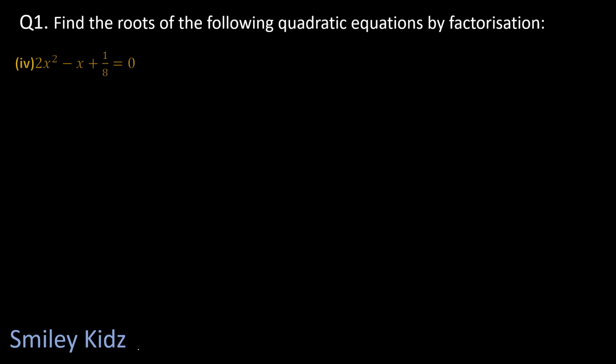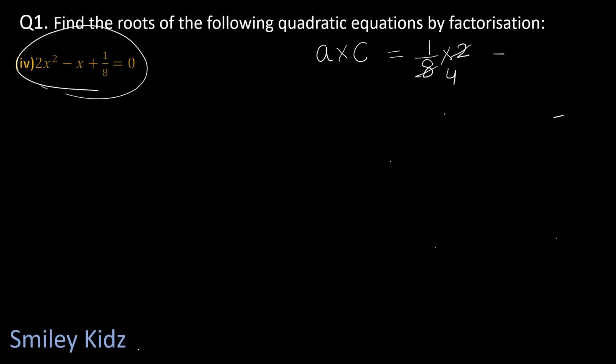Moving on, we have 2x square minus x plus 1 by 8 equal to 0. And such problems are very time consuming if you follow the method of a into c, that is equal to 1 by 8 into 2, which is 1 by 4. And finding the factors of this time consuming fractions will be far more difficult. So now here we're going to apply a simpler trick.